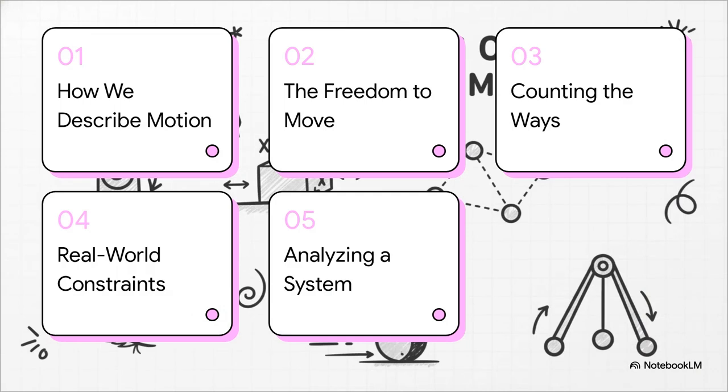So here's how we're going to tackle this. First, we'll cover the absolute basics of describing motion. Then we'll get to the main event, what a degree of freedom actually is. After that, we'll look at some really clear examples, talk about the rules that limit movement in the real world, and finally, we'll put it all together and analyze the system step by step.